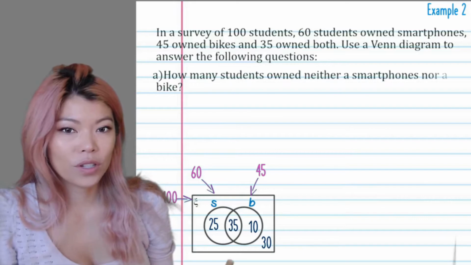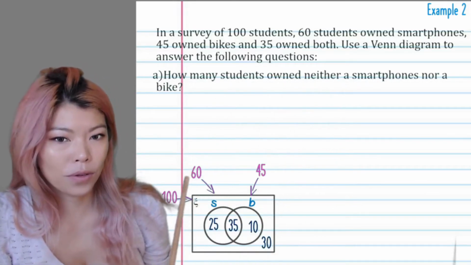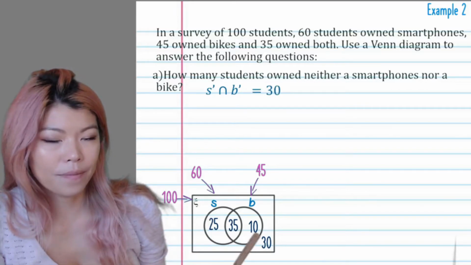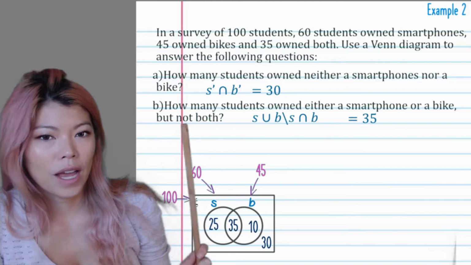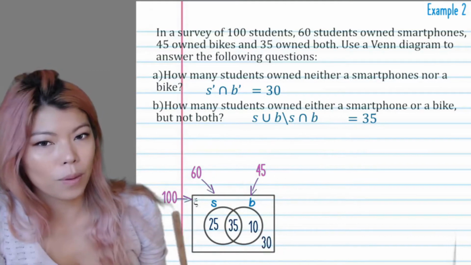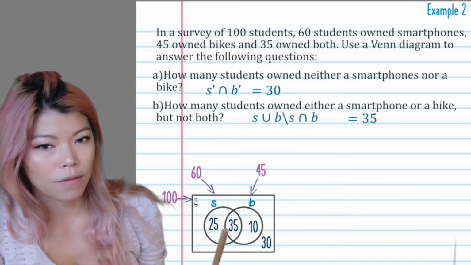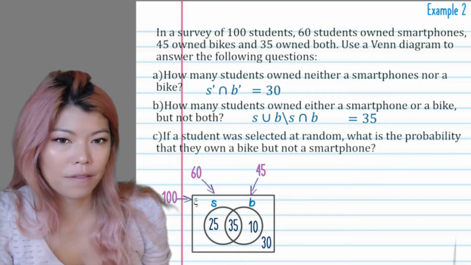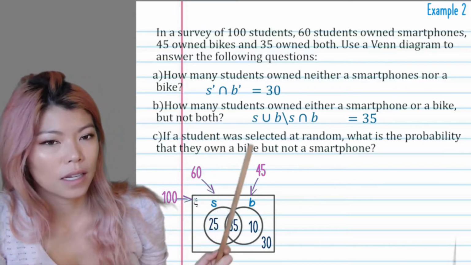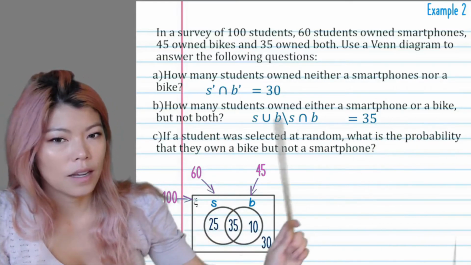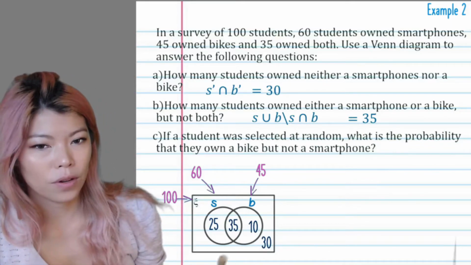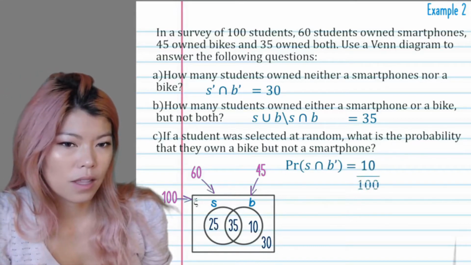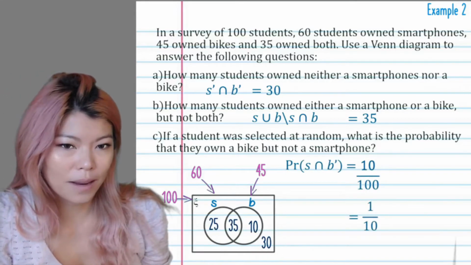So let's do some questions. How many students own neither smartphone nor bikes? So not smartphone and not bike, that's that 30 over there. Next question, how many students own either smartphone or bike but not both? So smartphone or bike but not both. So the 25 and the 10, so 35. If a student was selected at random, what is the probability that they own a bike but not a smartphone? So bike but not smartphone, so the 10 out of the 100, sorry, which is 1 over 10.